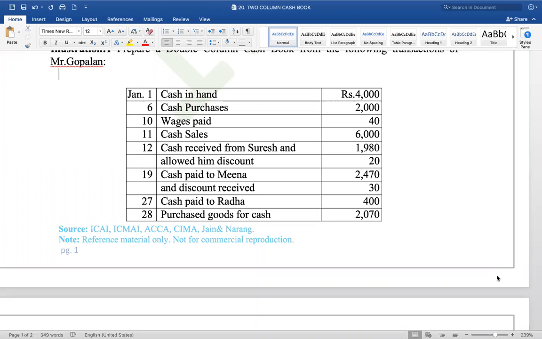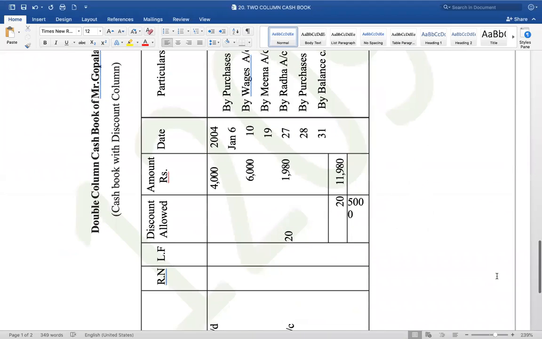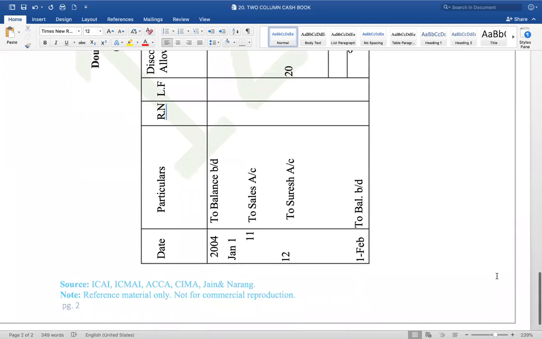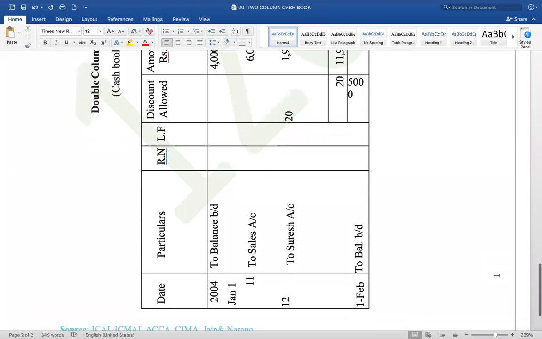Purchase of goods for cash, credit. Now simply, easy. Simply bring these details and place them in this double column cash book.